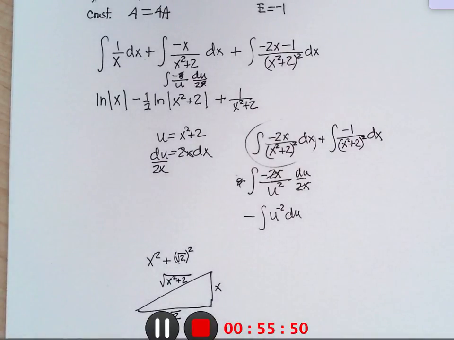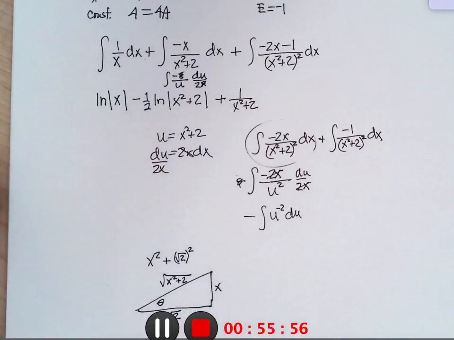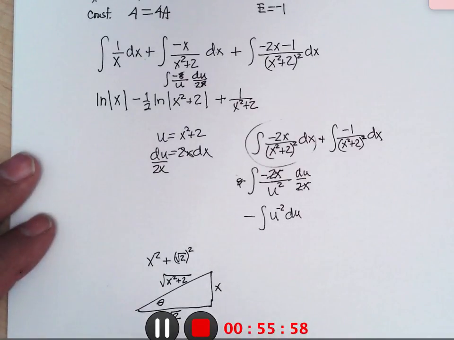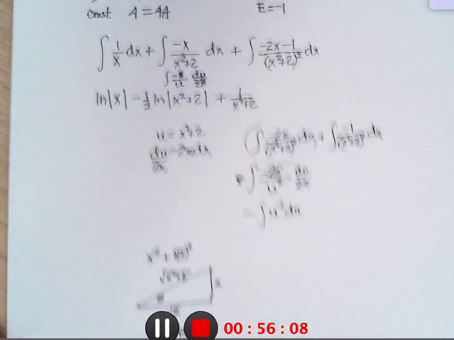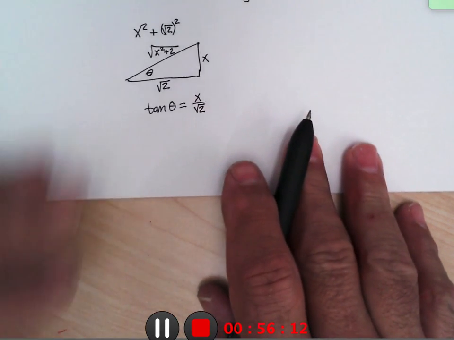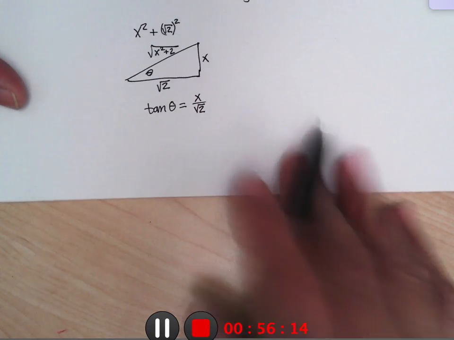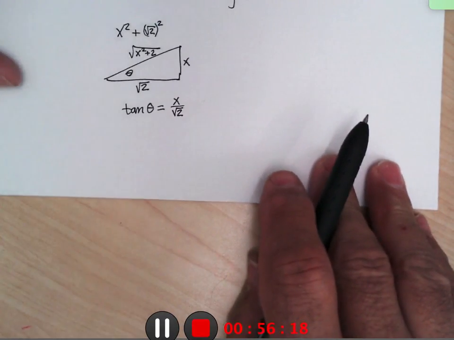So my substitution is going to be a theta. And the tangent of theta is going to be x over the square root of 2. That's going to be my substitution, believe it or not. We're going to learn more about this tomorrow and Monday and Tuesday. But for right now, hang on to your hats.